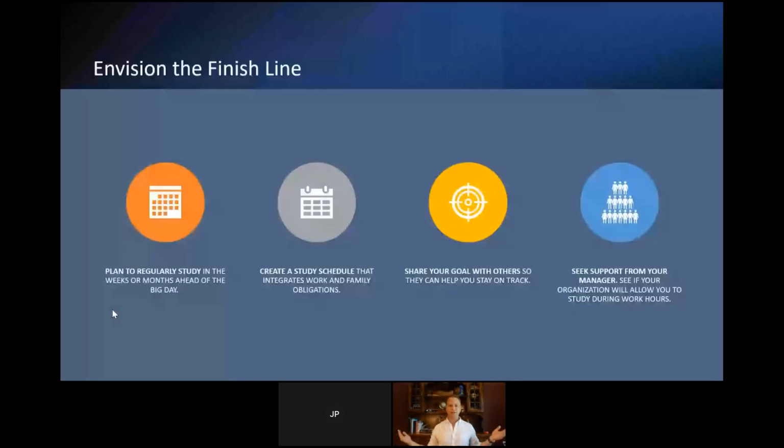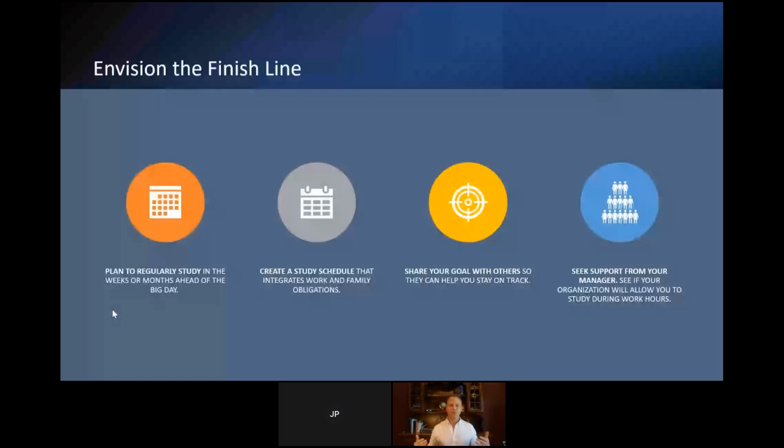So, envisioning the finish line. Plan out your starting habits in the weeks or months ahead for the big day, because you can schedule it out. If I remember correctly, you have 24 hours prior to the day of the test, and if you feel you need more time, you could expand that further.